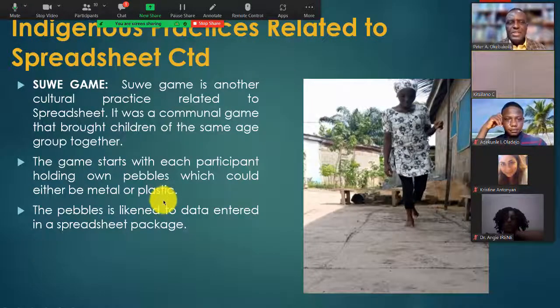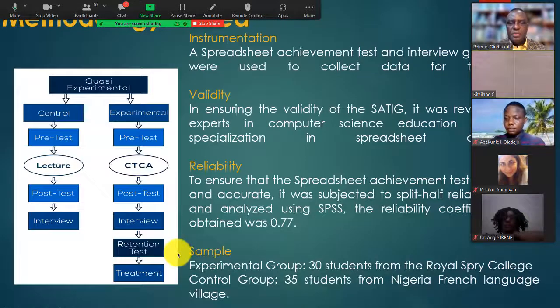The other indigenous practice that we found that could relate to spreadsheets that will enable our students to be more conversant with the concept is the Suwe game. Now, a Suwe game is a communal game that will bring children of the same age together, and a participant will start at one end of it here, this cell, and then we throw the pebbles and then move on like that.